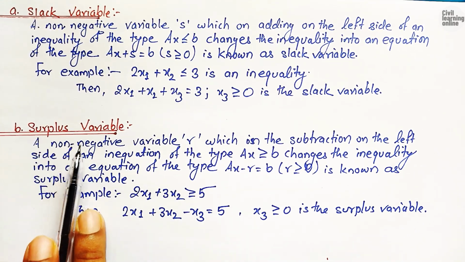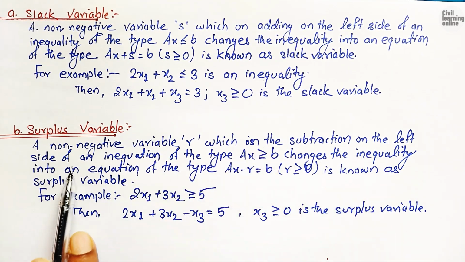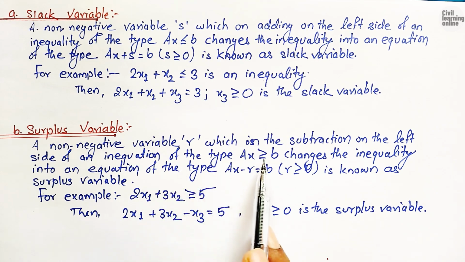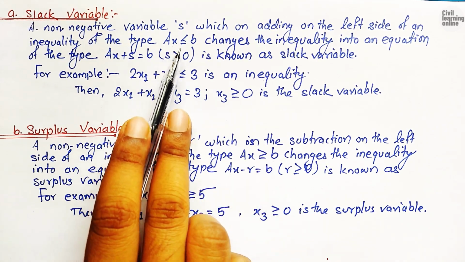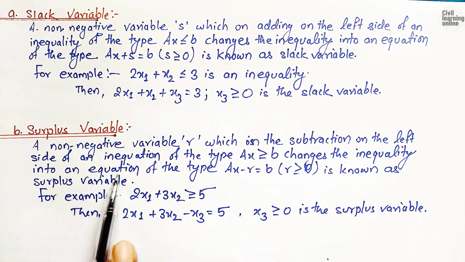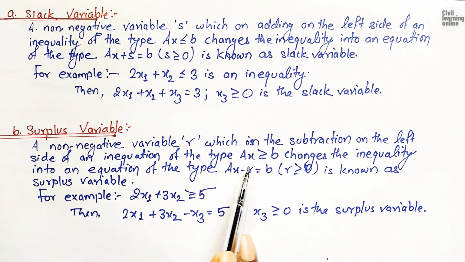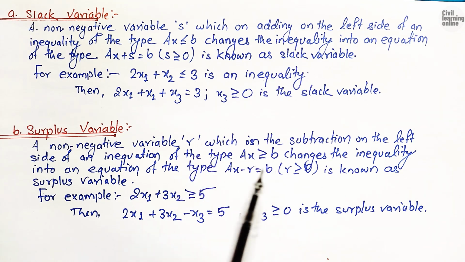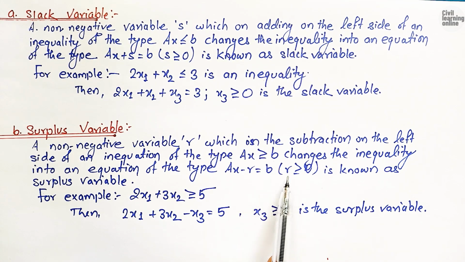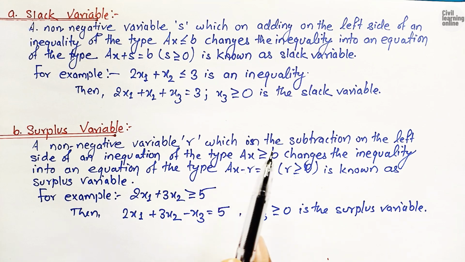And the second one is the surplus variable or non-negative variable r, which on subtraction on the left side of an inequality of the type ax greater than or equal to b, changes the inequality into an equation of the type ax minus r equals b. See, keep in mind the symbols here. Here it was less than or equal to b, here it is greater than or equal to b. This is the surplus variable, so the surplus variable needs to be subtracted, and it depends upon the symbols which we see in the inequality. So we have r greater than or equal to 0, which is known as the surplus variable. So the surplus variable needs to be subtracted from the inequality, and the slack variable needs to be added in the inequality.